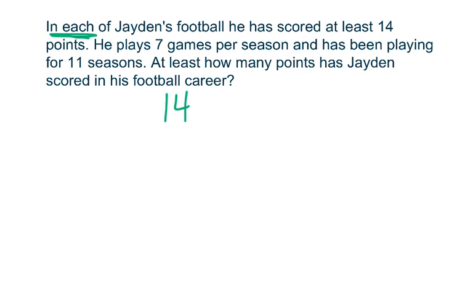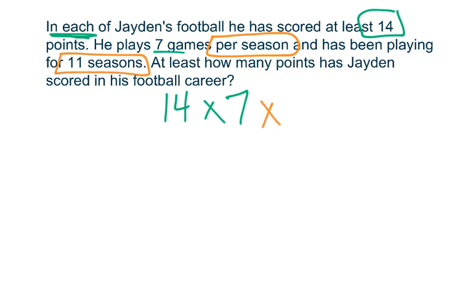In each game, he's scored 14 points. He's played 7 games per season, so he's scored 14 points in each of 7 games. So that's going to be multiplication. And then it says 7 games per season. We need to know how many seasons he's been playing. He's been playing for 11 seasons. That means we have additional multiplication here. So we have 3 different numbers that we're multiplying here to solve this problem.